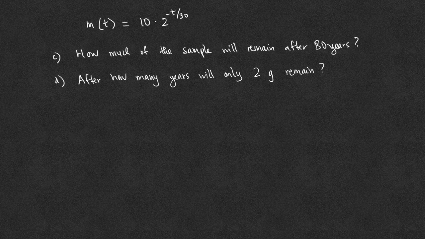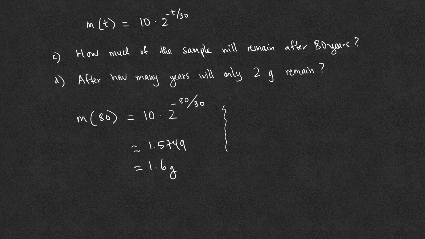How much of the sample will remain after 80 years? 80 is the number of years, so we just simply plug it in to t. T is 80. The right-hand side is 10 times 2 to the negative 80 divided by 30. In the calculator, we will get 1.5749, or roughly 1.6 grams.